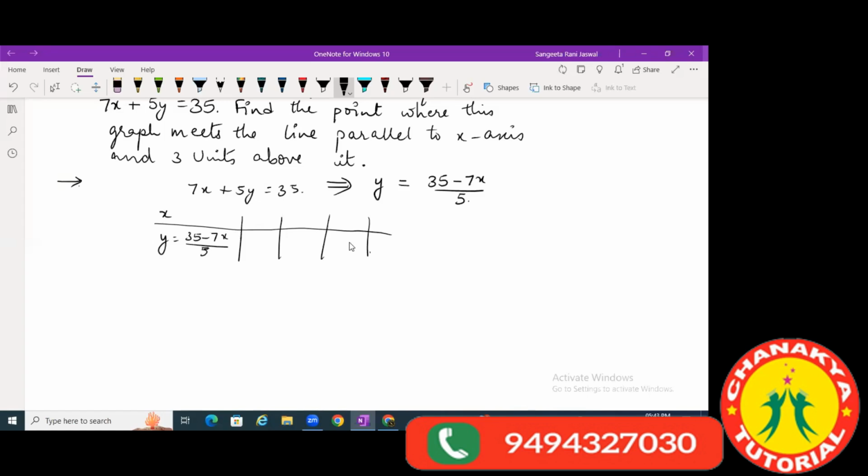See here, the number in the denominator is 5. So try to take that value of x by which we get such a number in the numerator which can be easily divisible by 5. Suppose I take x as 0, this whole term becomes 0, and 35 can be divided by 5. That will give me 7. So if I put my x as 0, I will get my y as 7. Yes, beta. So try to take those simple values.